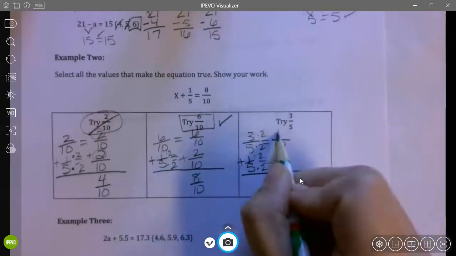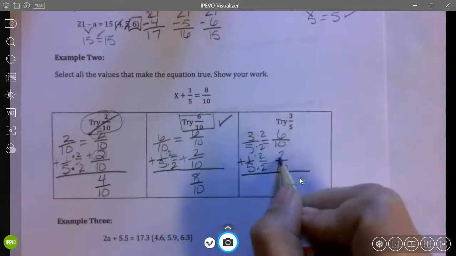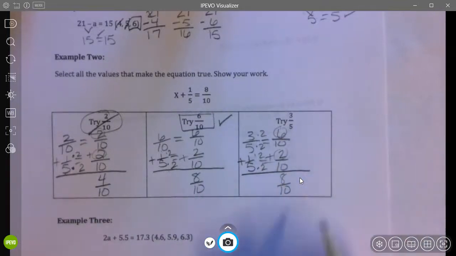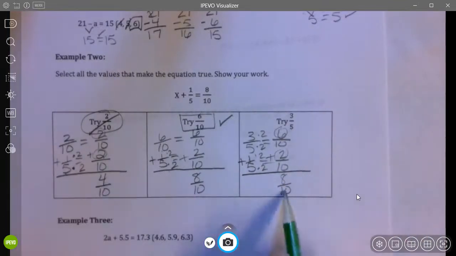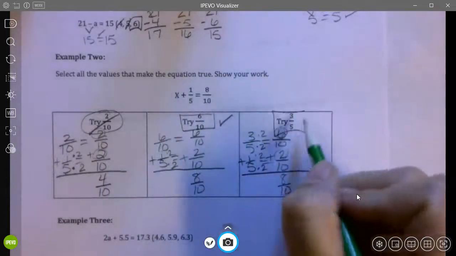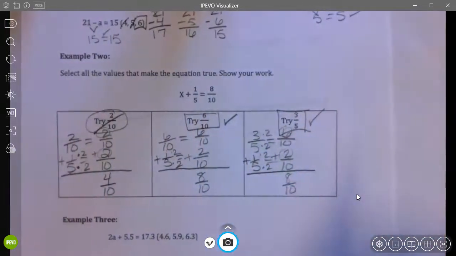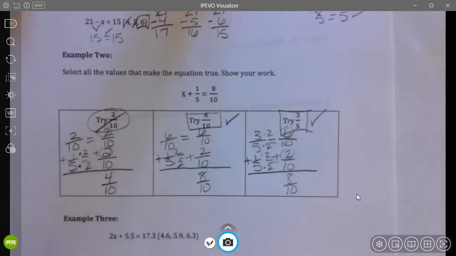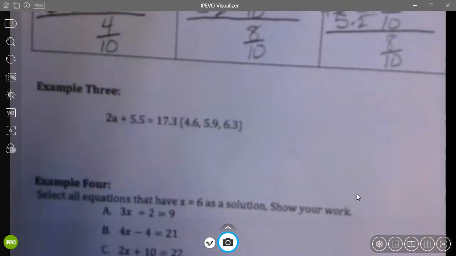3 times 2 is going to give me 6, and 1 times 2 is going to give me 2, and I add my numerators together, and that will give me 8/10, and 8/10 is equivalent to 8/10. So 3/5 is also a solution in this problem. All right, let's jump down to number 3.